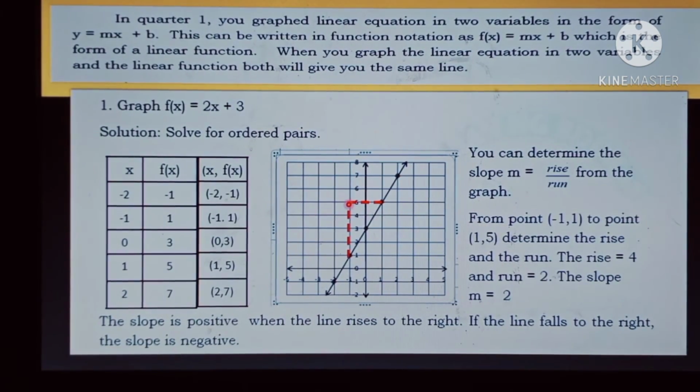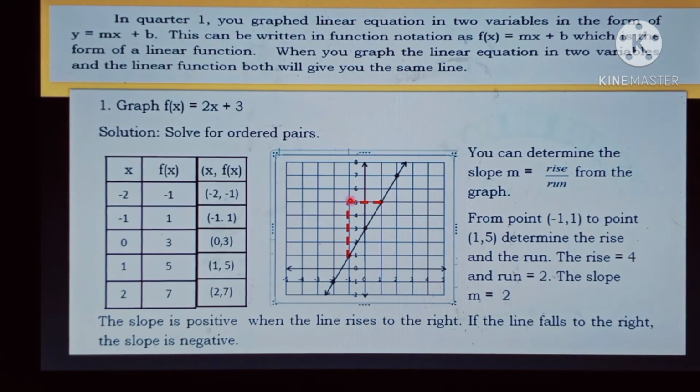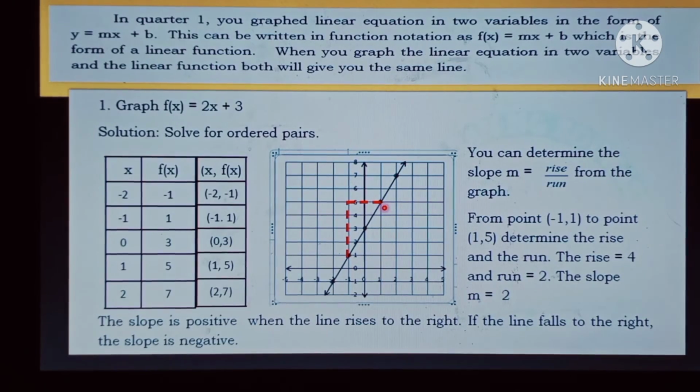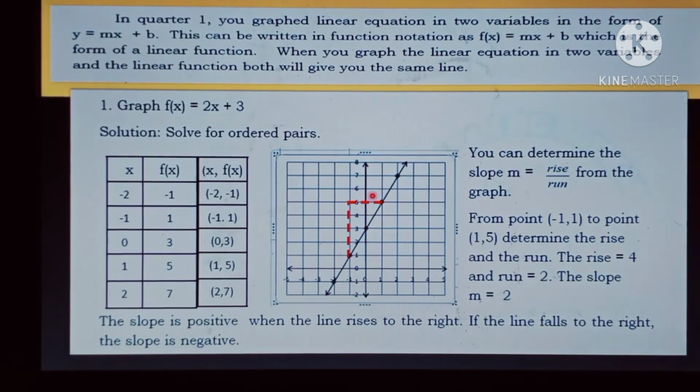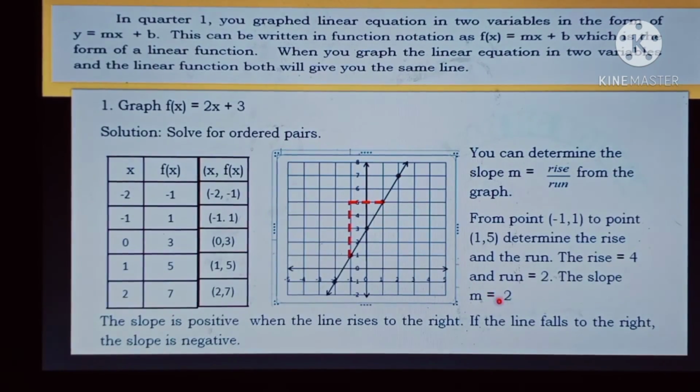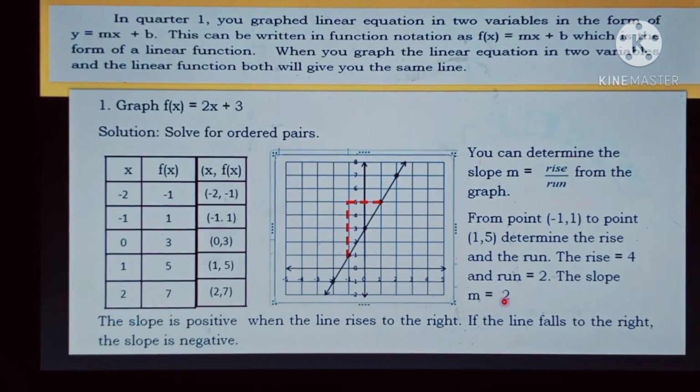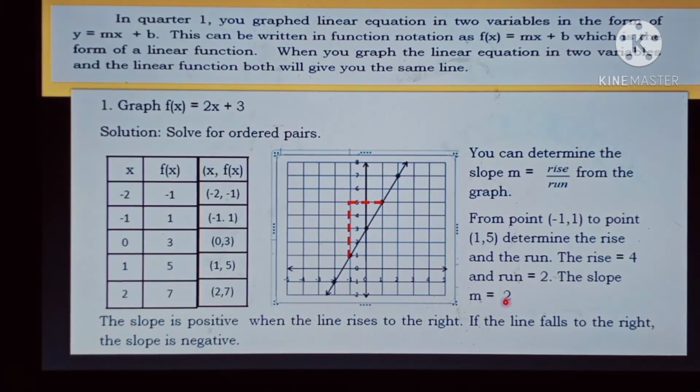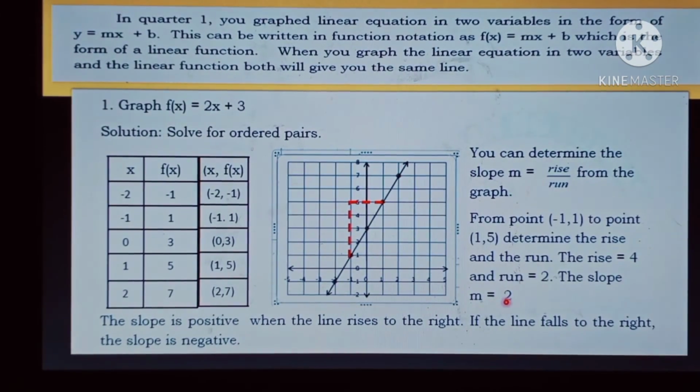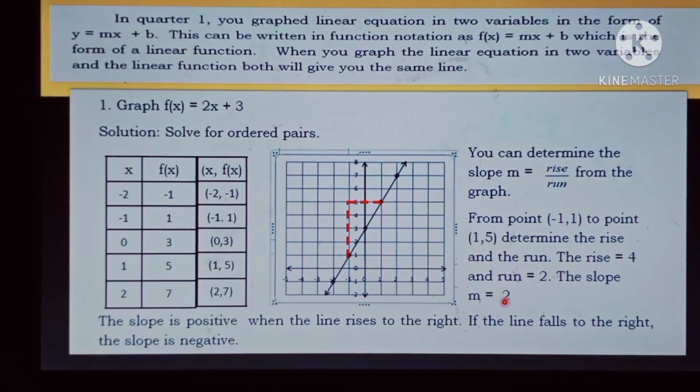And then, for the run, that is 1, 2. So, 1, 2 lang yun. Mula dito, isang box, then another one. So, that is 2. So, we have 4 over 2, or 4 divided by 2, that will be positive 2. And the trend of the graph is increasing. Then that is positive.